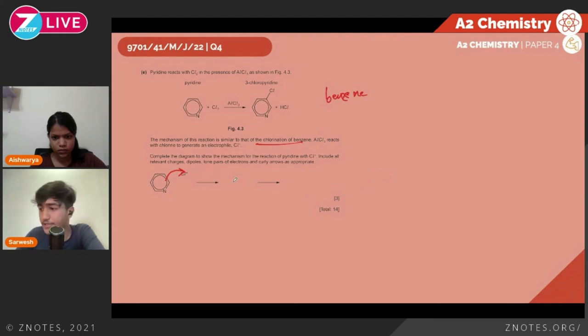And in turn, you can write it as, okay. So Cl and hydrogen. And you've got nitrogen over here. Okay, so nitrogen. So once the ring attacks the Cl+, the delocalization stops. So the ring is broken over here. And it has a plus charge.